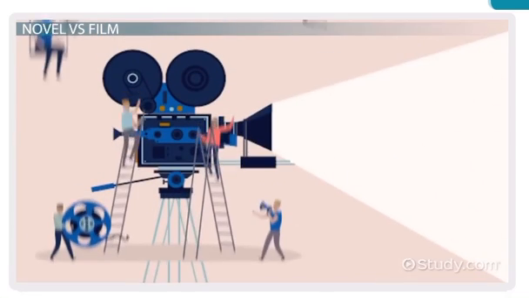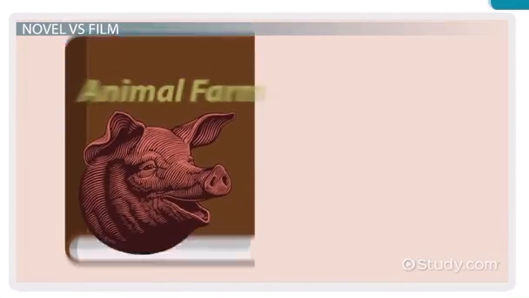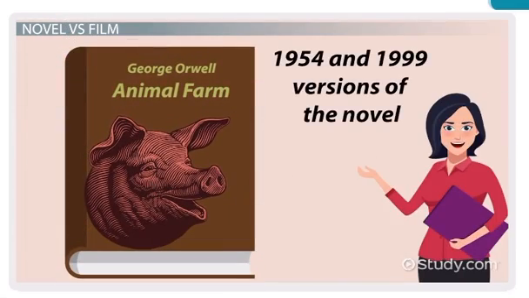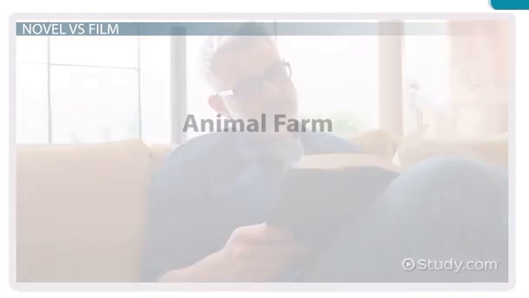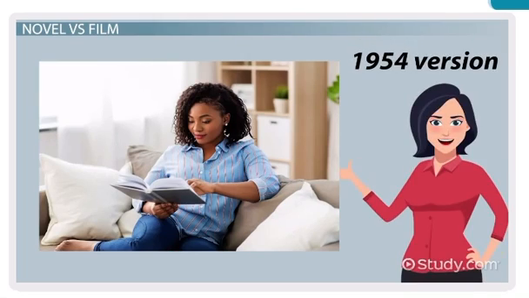This phenomenon frequently happens as movie directors take hold of a novel and transform it into a script. This is especially true of the 1954 and 1999 versions of the novel Animal Farm by George Orwell. Let's begin with the 1954 version.